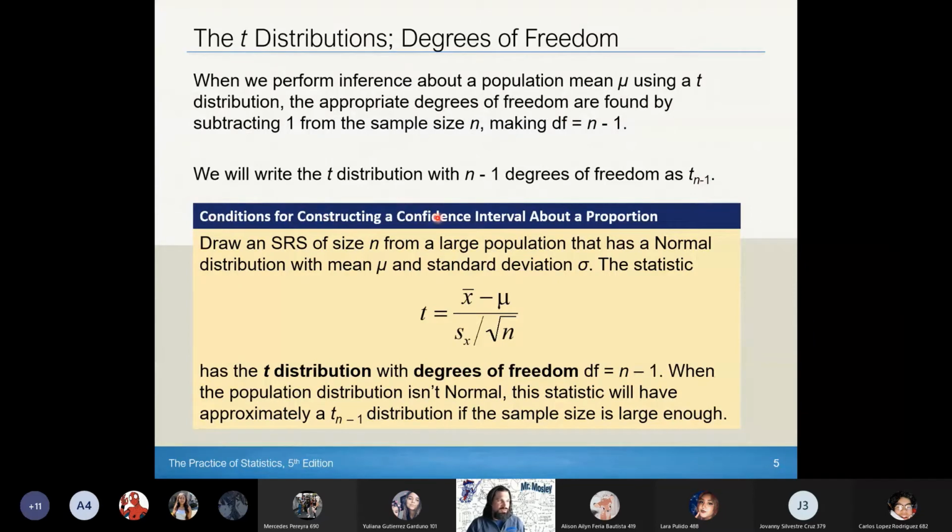So we have conditions for constructing a confidence interval about a proportion. That should not say about a proportion. It should be about a mean. All right. So draw an SRS of size n from a large population that has a normal distribution with mean mu, standard deviation sigma. The statistic t equals x bar minus mu divided by s sub x divided by square root of n has the t-distribution with degrees of freedom n minus 1. When the population distribution isn't normal, this statistic will have approximately a t sub n minus 1 distribution if the sample size is large enough.